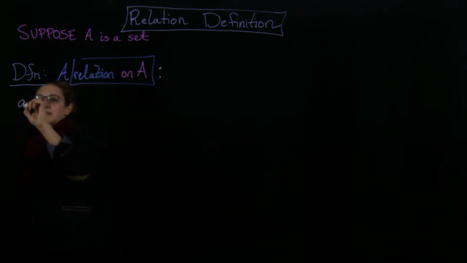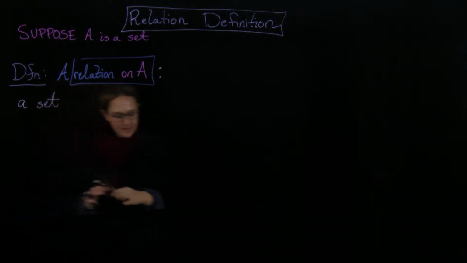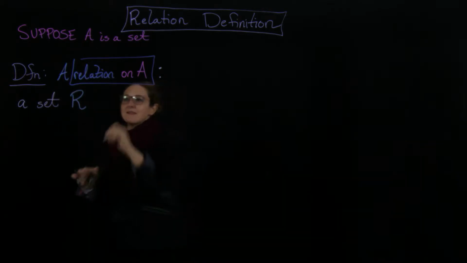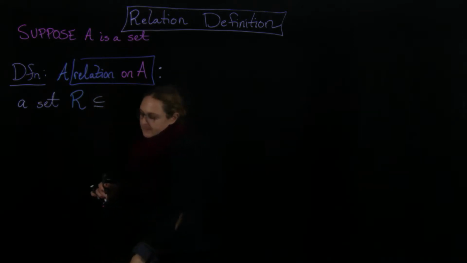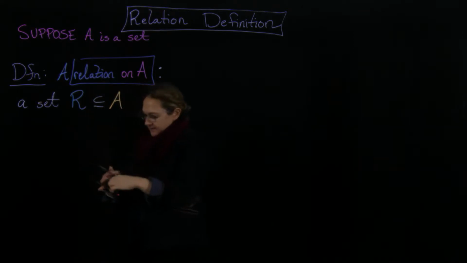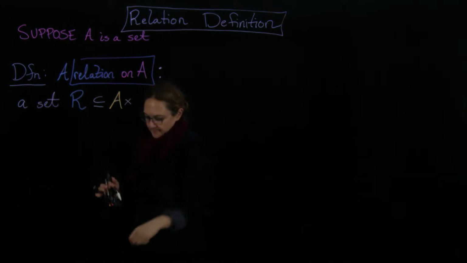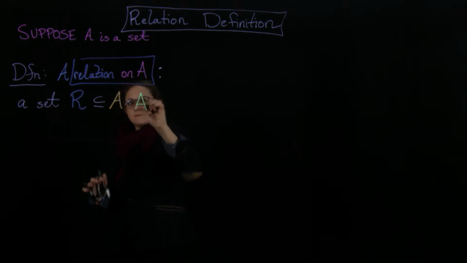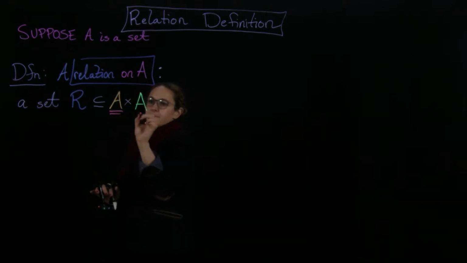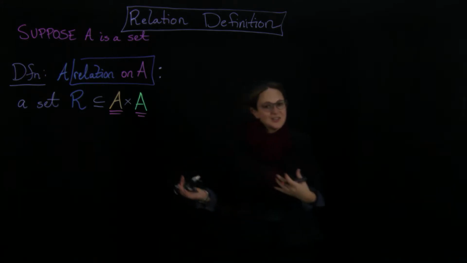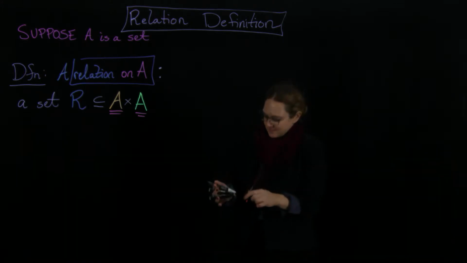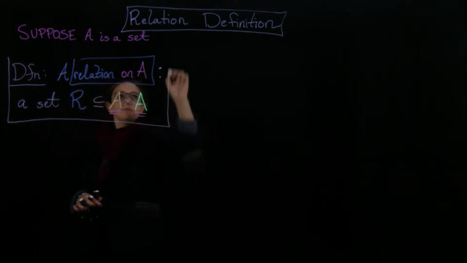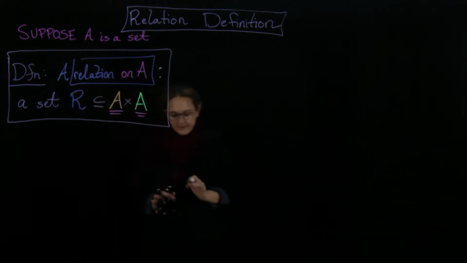So there's going to be a set R that's a subset of the Cartesian product of A with itself. I've been writing two copies of A, and these are the same set A. So I'm looking at a subset of the Cartesian product, meaning some of the elements of the Cartesian product. This is the first part of the definition, but there's a little bit more that we're going to need.